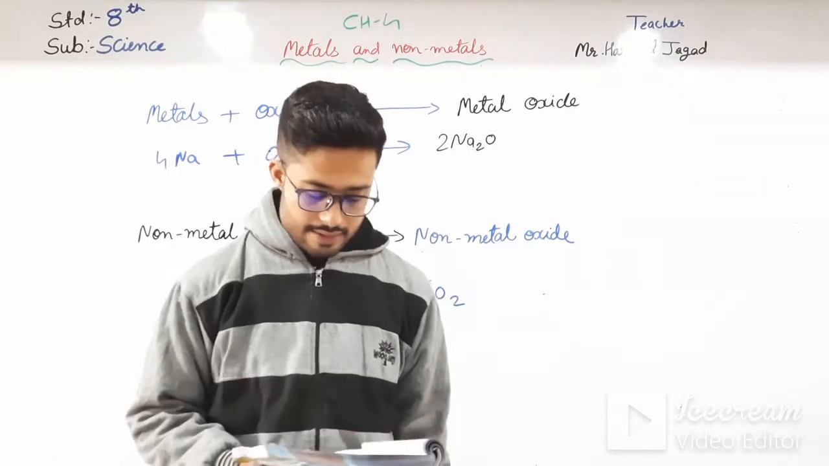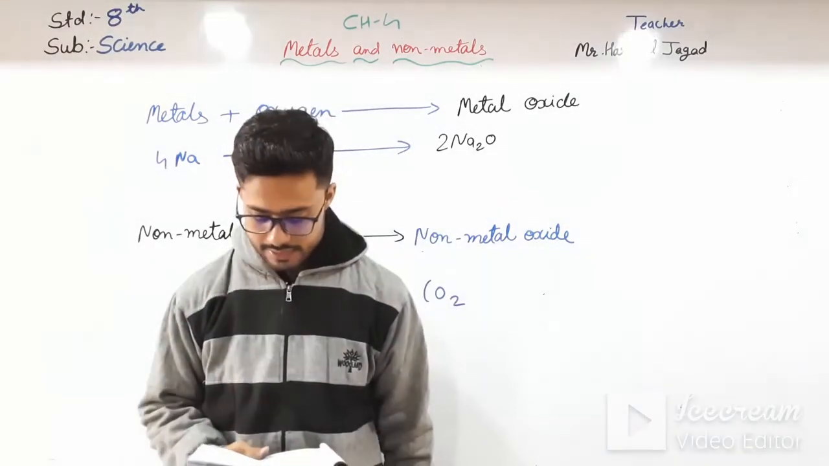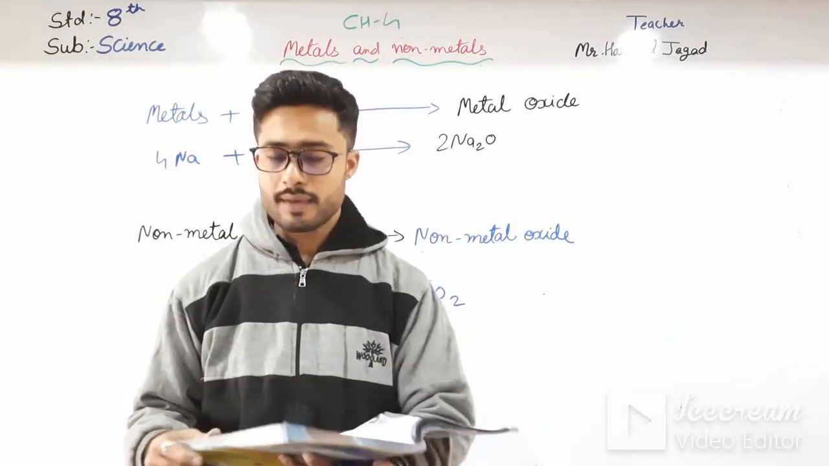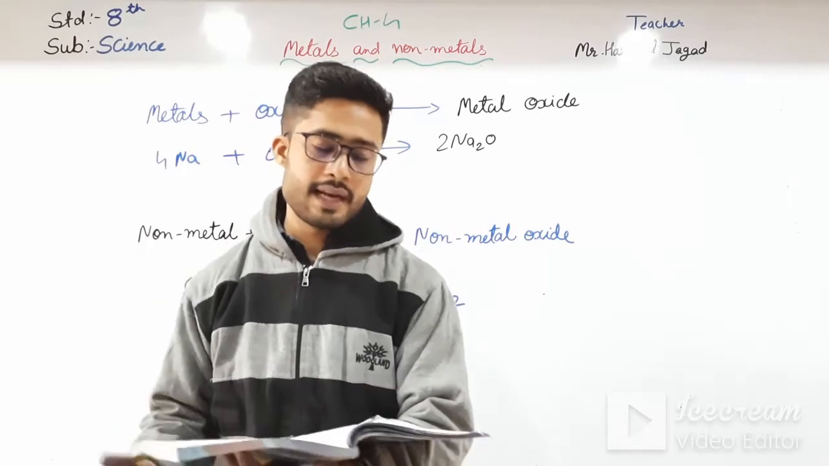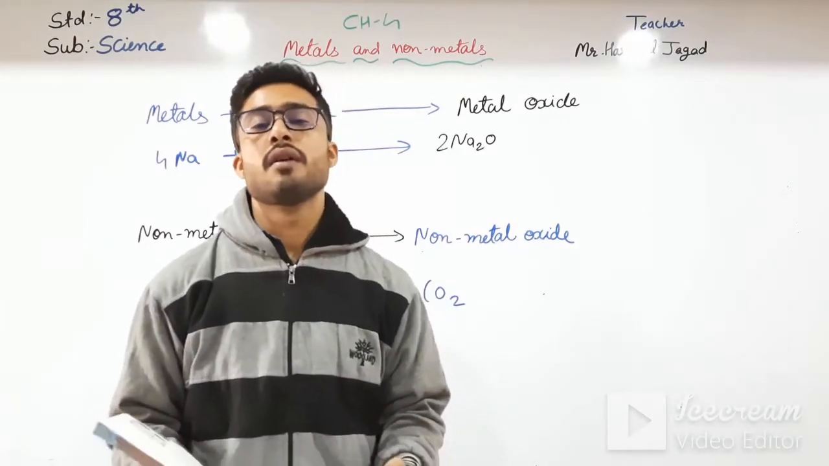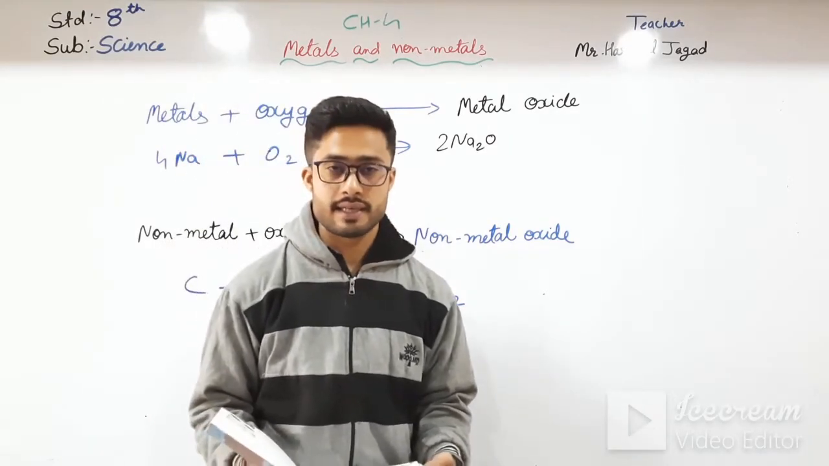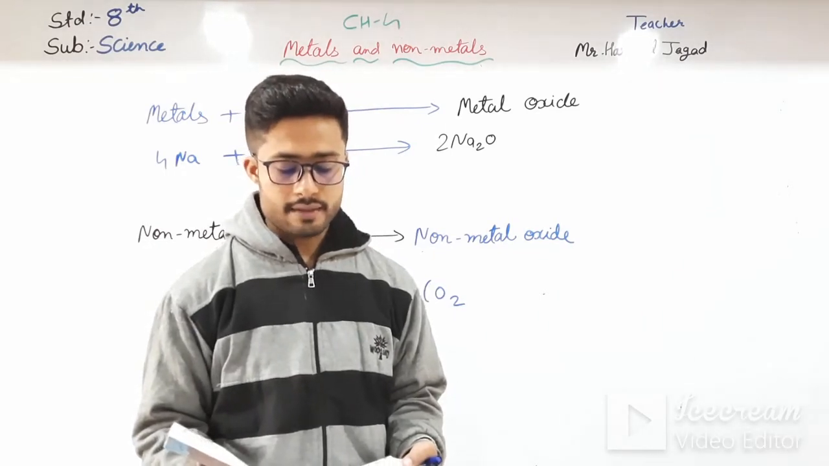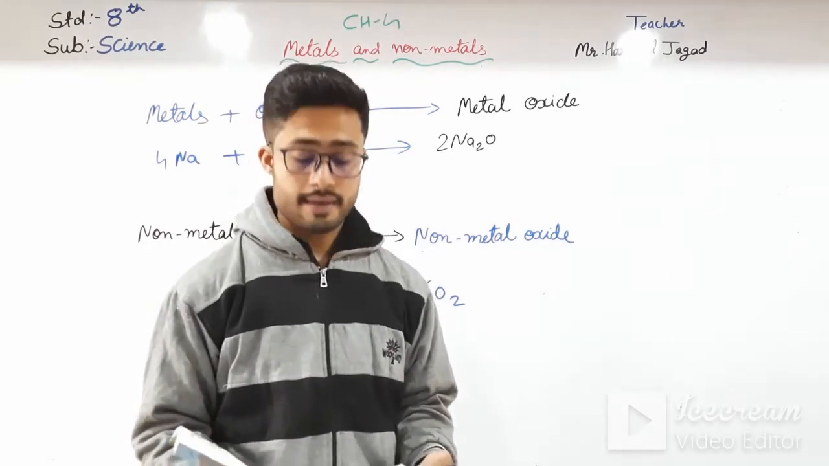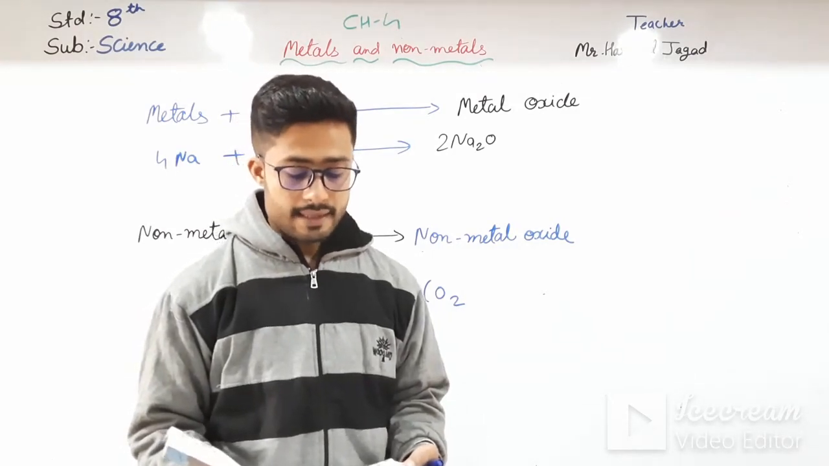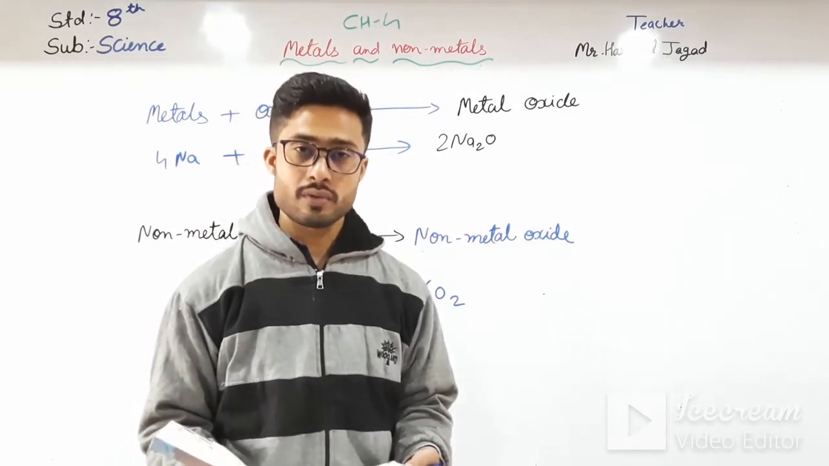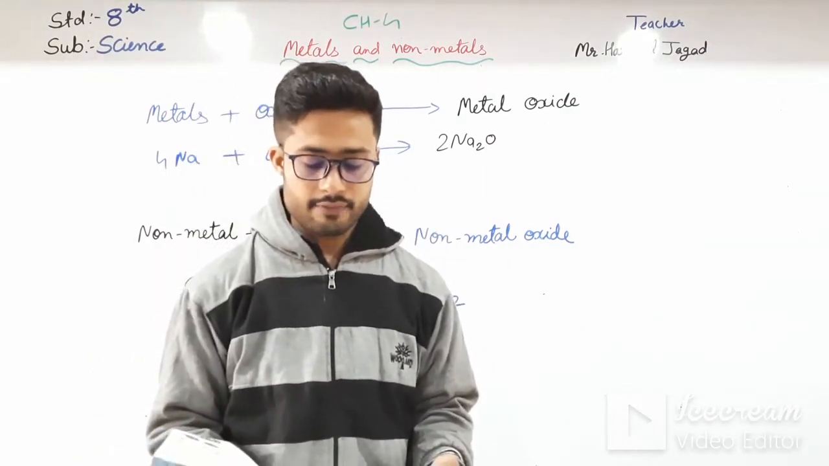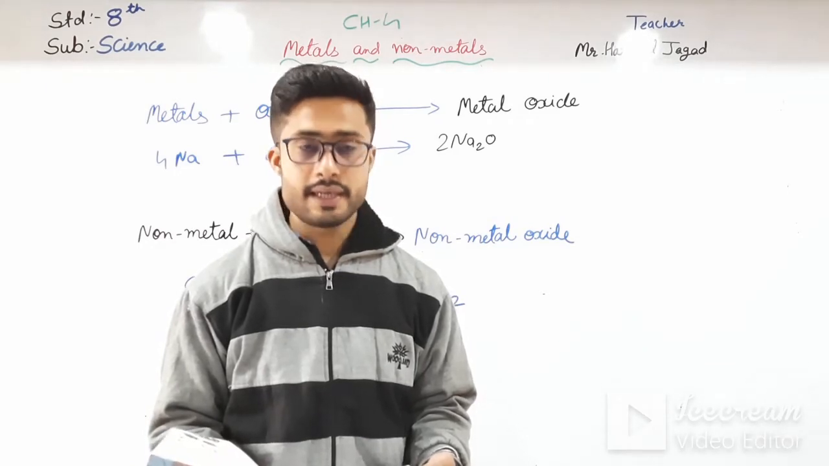Okay. Another is non-metals. Non-metals react with oxygen to form non-metal oxide. So non-metal plus oxygen gives non-metal oxide. And here the example was carbon plus oxygen, then we will get carbon dioxide. And sulfur burns in oxygen of air to form a pungent suffocating gas called sulfur dioxide. And that is S plus O2 gives SO2, that is sulfur dioxide. And these are also called acidic oxides, as they form acids when dissolved in water and turn blue litmus red.